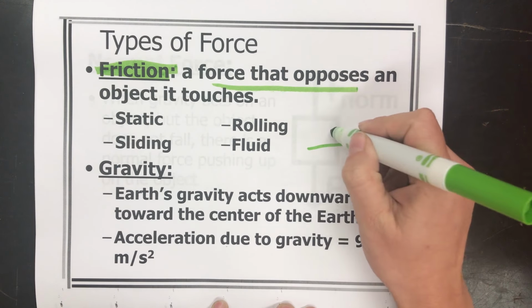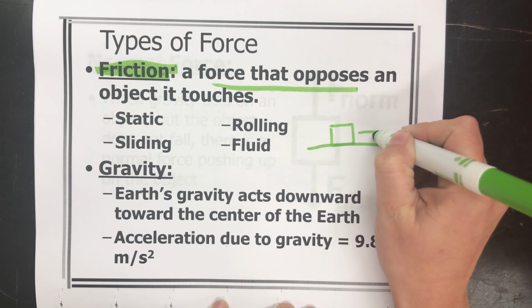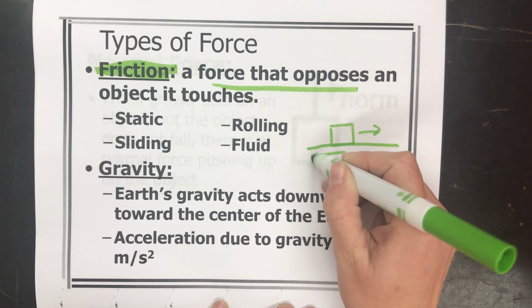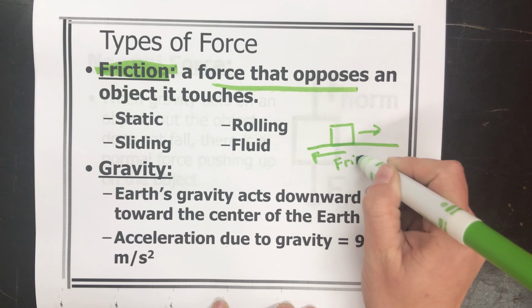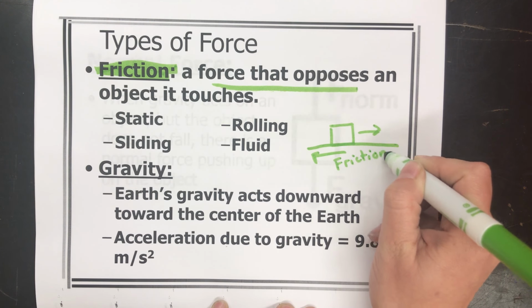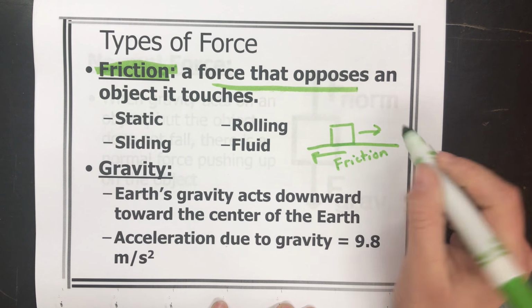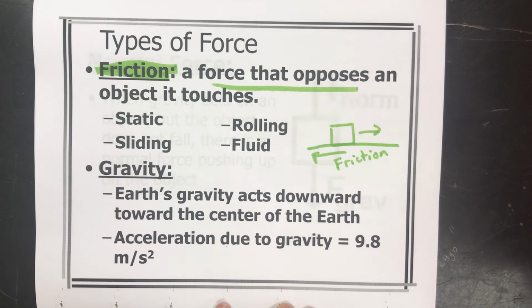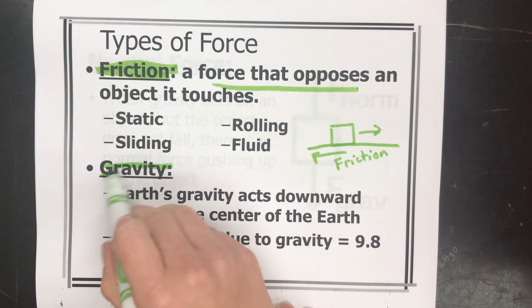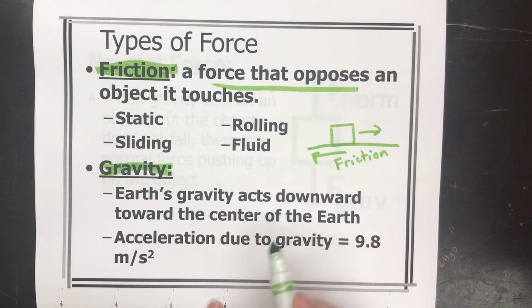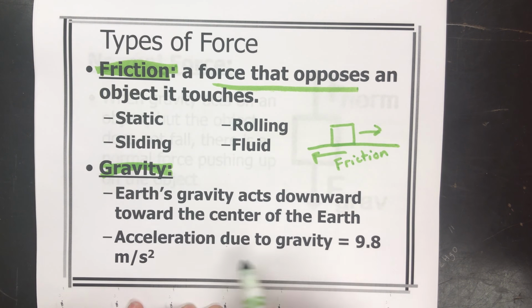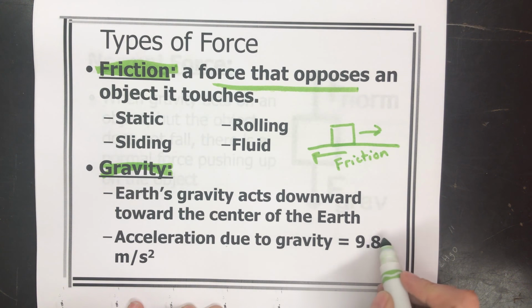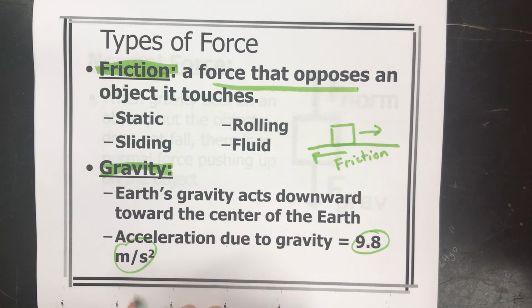So for example here, if this box is trying to go this way, that means friction is going the opposite way of the box trying to move. Okay. There are 4 different types: static, sliding, rolling, and fluid. Gravity. Earth's gravity acts downward towards the center of the Earth. Acceleration due to gravity is 9.8 meters per second squared.